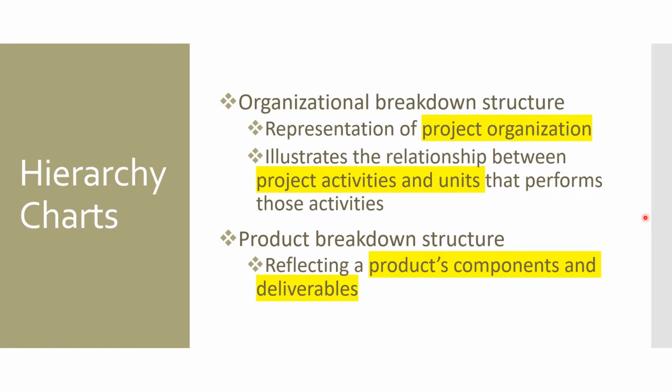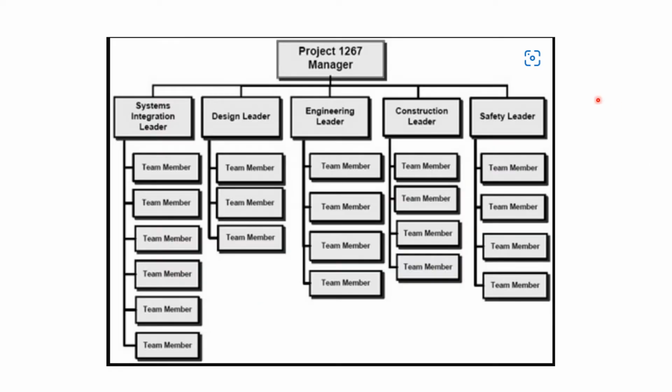As simple as that, right? What are the different units involved in it? What are the activities those units are going to do? The project organization may be a culmination of cross-functional efforts from the different teams, possibly. The second one is the product breakdown structure, which reflects the product components and deliverables. It is the decomposed components and its deliverables.